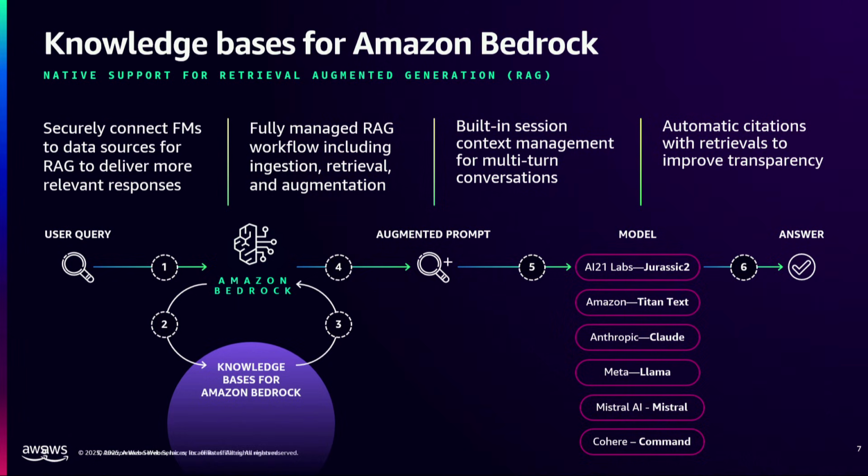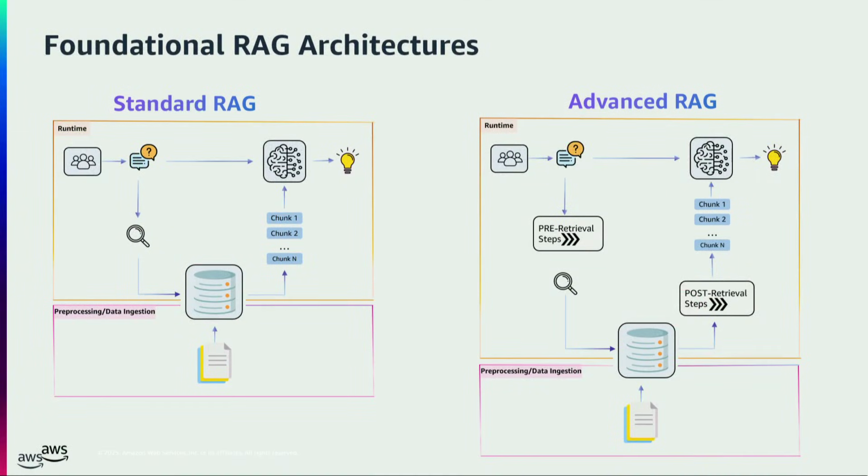And from the data source perspective, S3 is a main data source, but again, there are multiple data sources you can connect to, such as SharePoint, Confluence, Drives, et cetera. And we are going to see a lot about knowledge bases in the code.